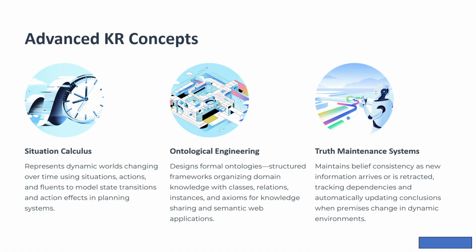Second, ontological engineering: building formal ontologies or structured vocabularies. It helps machines understand domains like medicine, manufacturing, or even the web. Third, truth maintenance systems help AI systems keep their beliefs consistent when new or conflicting information arrives, automatically updating conclusions when something in the world changes. These concepts are the foundations of advanced applications like the semantic web, planning, and adaptive AI systems.